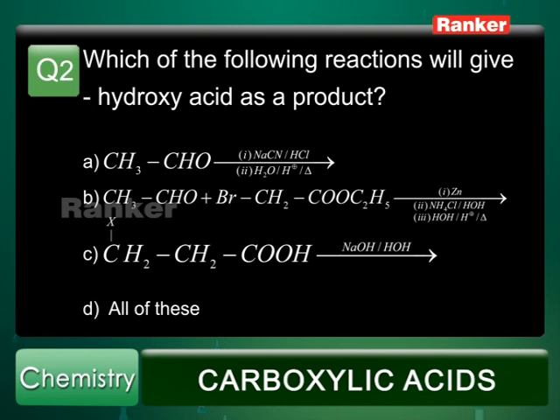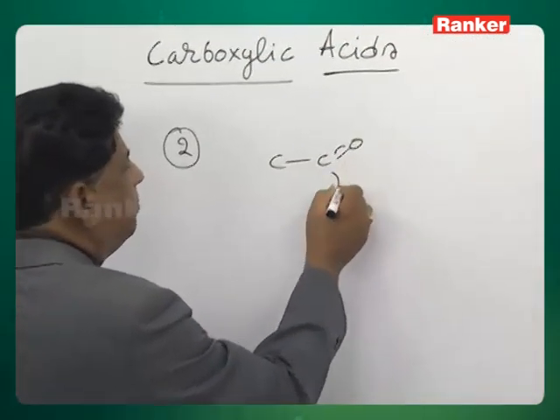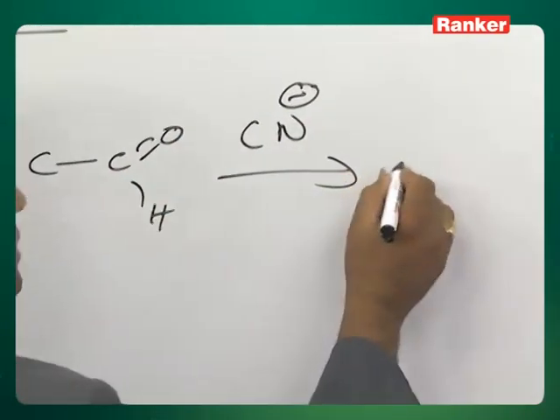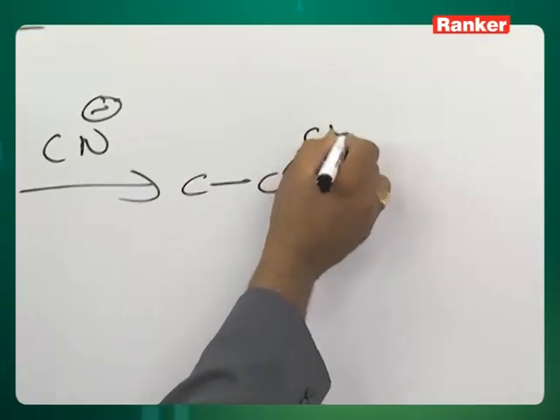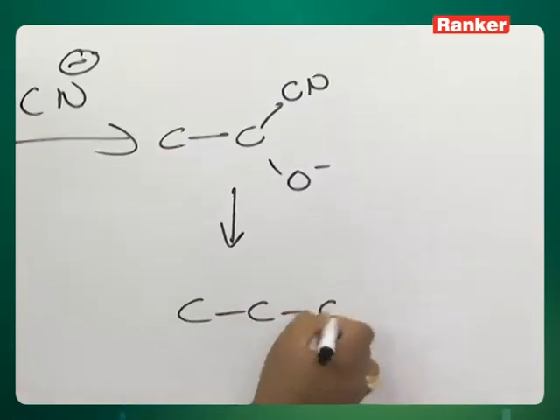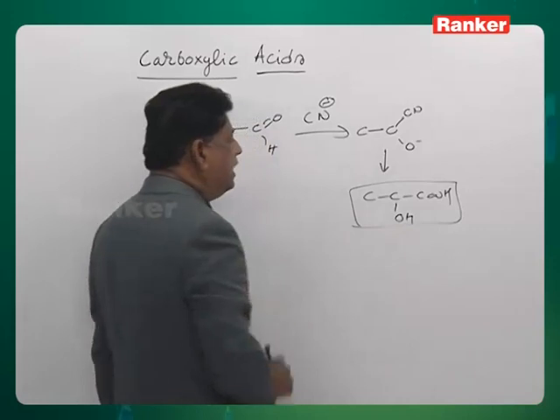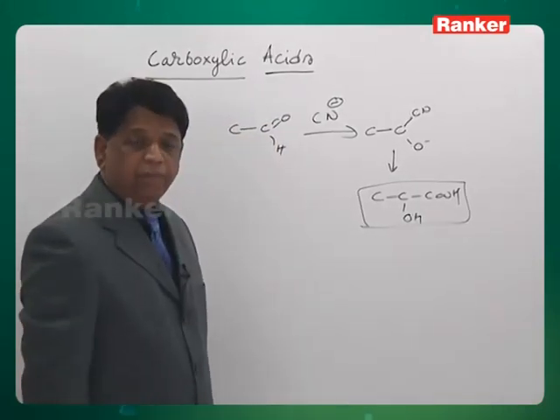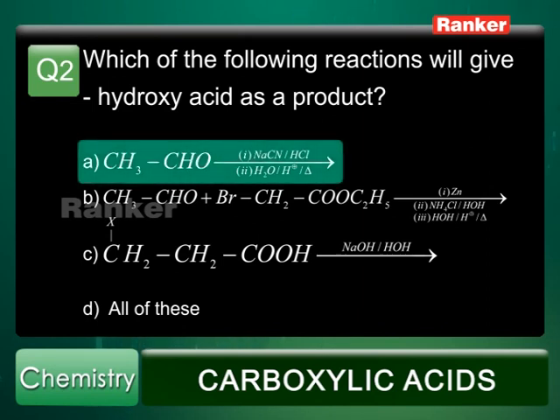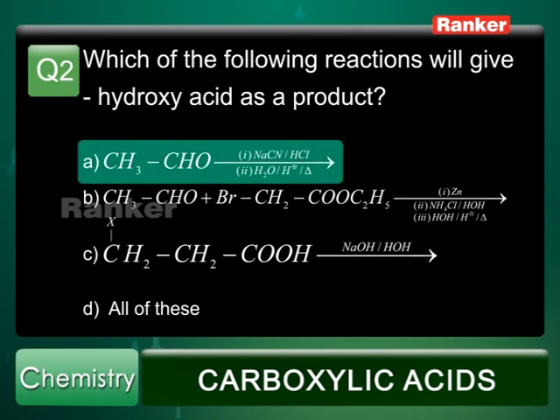So the answer goes straight to the first answer, acetaldehyde reacting with the cyanide group followed by hydrolysis. So cyanide is added here, O will become O minus, and on hydrolysis you will get a carboxylic acid containing the OH group. So this is what it is asking, alpha hydroxy acid is prepared from acetaldehyde, therefore the answer goes to A. The first answer, A, is the right one.